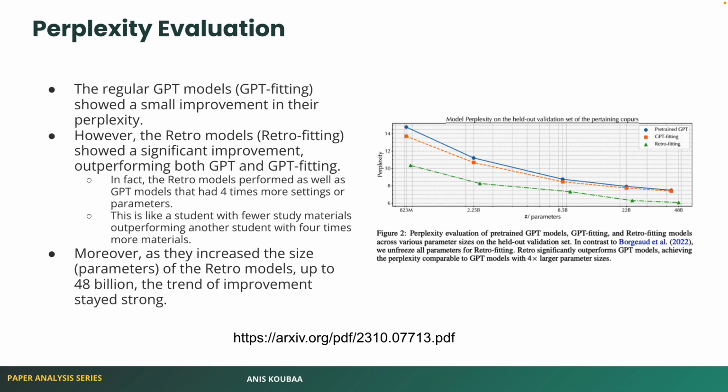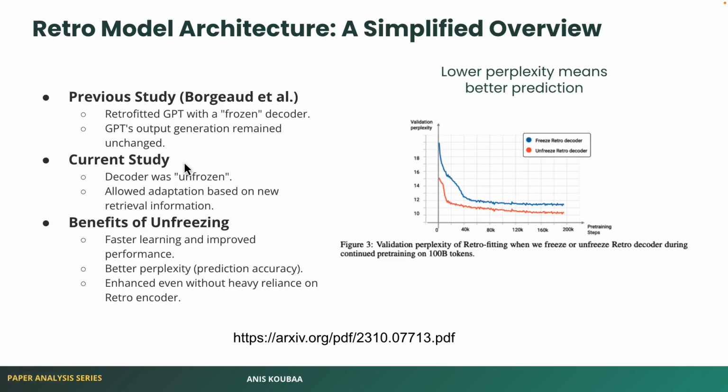So one common approach in fine-tuning is actually to freeze some of the parameters and train only a small number of parameters. And this was done in previous studies. In this current study, the authors decided to unfreeze the decoder, okay? So allow the adaptation based on new retrieval information to train also the decoder in addition to the encoder. And the benefit of the unfreezing is that it has faster learning and improved performance. It yields better perplexity and enhanced performance even without heavy reliance on Retro encoders.